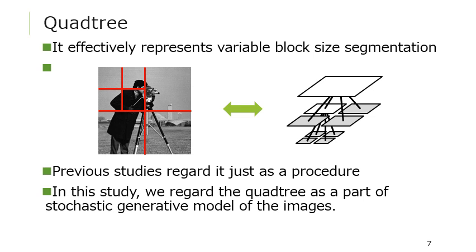The leaf nodes of the quad tree correspond to the divided blocks. We can continue this procedure recursively. However, previous studies regard the quad tree just as a procedure. In this study, we regard the quad tree as a part of stochastic generative models of the images.